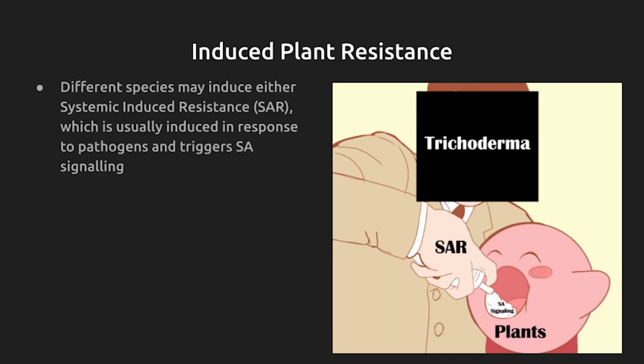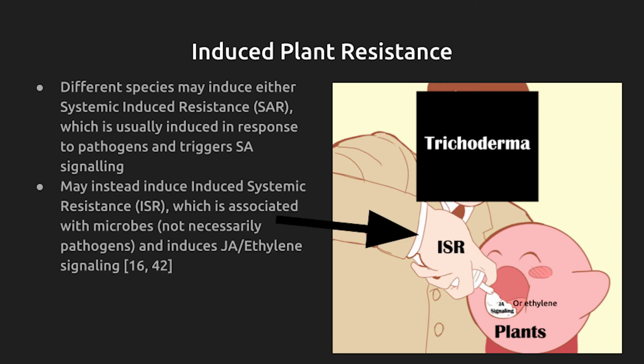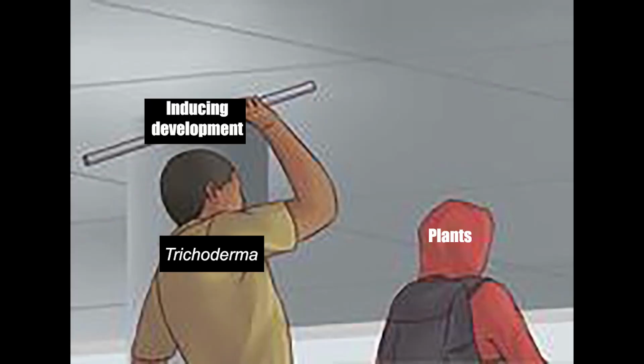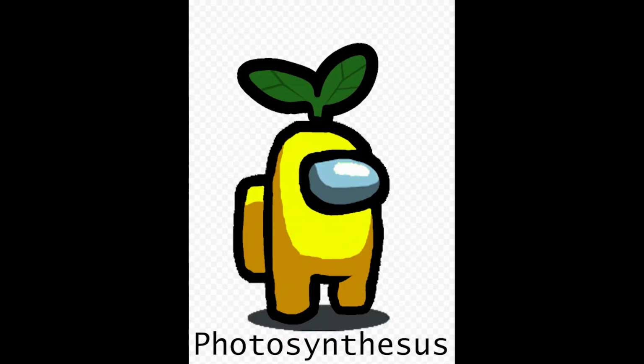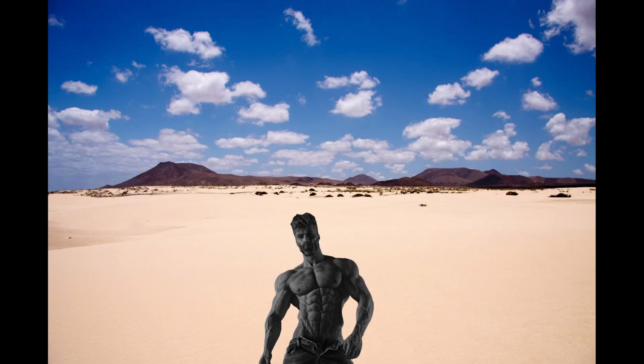Different Trichoderma species may also induce different pathways involved in either systemic acquired resistance, SAR, which is typically associated with pathogens and induces SA signaling, or induced systemic resistance, ISR, which is associated with JA or ethylene signaling. Trichoderma species can assist plants more directly by promoting plant growth in various ways: biomass, yield, nutrient availability and uptake, photosynthesis, and abiotic stress resistance, to name a few.